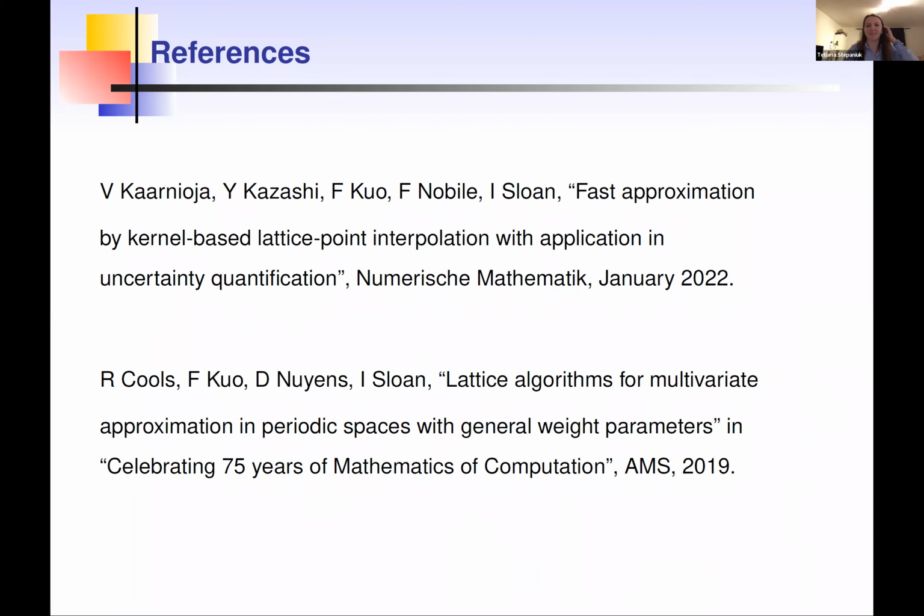I have a small one. If, in some case, instead of product weights, we consider general weights, is it possible to get a much better constant, or will it not make a significant difference and just give more complicated computations?